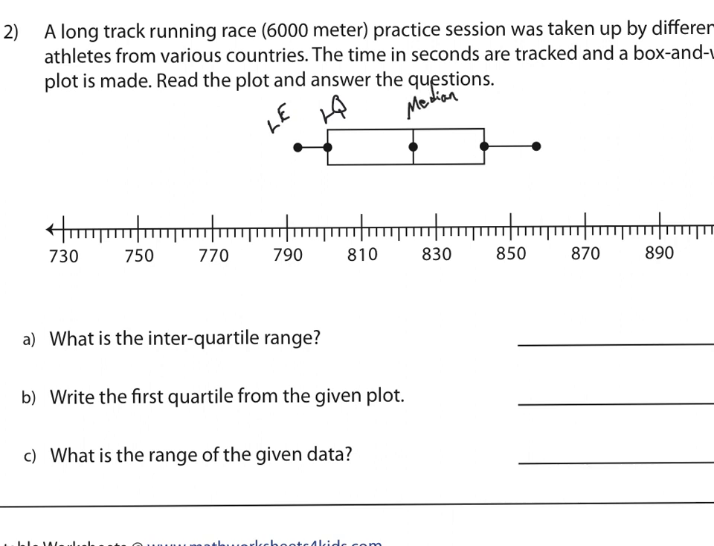I'm going to write that out, median. The upper quartile, that's a Q, and the upper extreme. Okay, so our lower extreme looks like it lines up right here, and that would be 792.